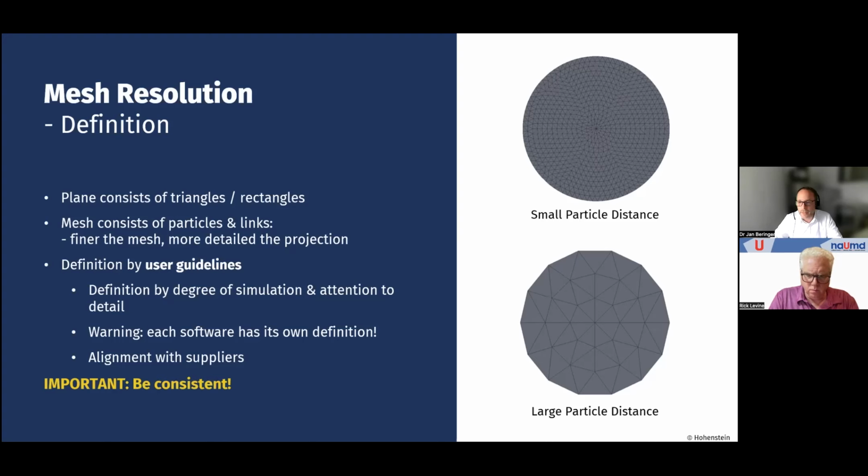And of course, it's important to align with the suppliers. So for example, if your supplier uses your 3D data in your tech pack, but has a different mesh size setting in the software they use, the appearance will be totally different. So therefore, it's important to align along the supply chain, basically be consistent.